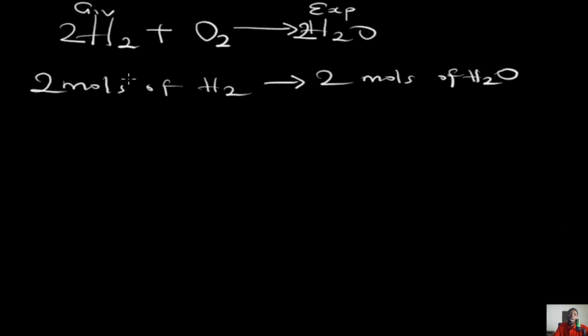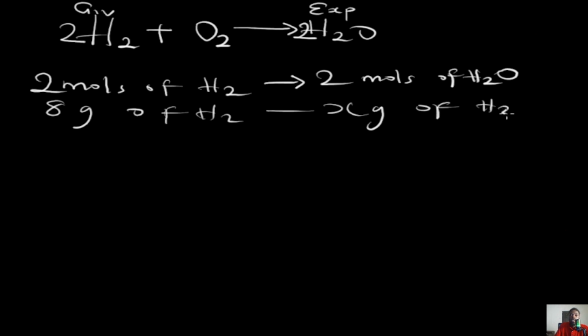Okay, now that we have that 2 moles of hydrogen would give 2 moles of water, according to our question, 8 grams was what was given of hydrogen. We'll now produce how many grams of water? This is going to be very easy to solve. So should we cross multiply? Yes, that is what we should do. But remember, we said that we must make sure the 2 units on the same side are the same thing. Here you have mole, here you have gram, so we can't cross multiply.